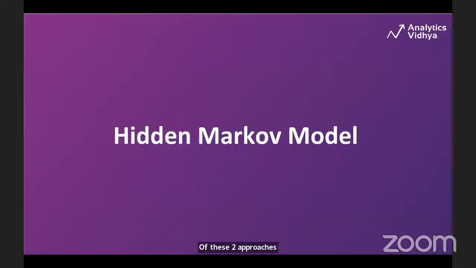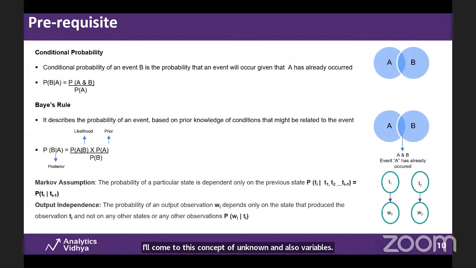So one solution to this would be a hidden Markov model. What exactly is this hidden Markov model? It is a probabilistic model that allows you to predict a sequence of unknown variables from a set of observed variables. I'll come to this concept of unknown and observed variables later. Prior to this, let us understand some prerequisites. The concept of conditional probability, I'm sure all of us have gone through this during our school mathematics times.